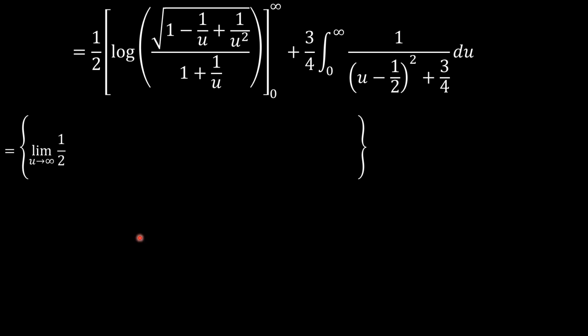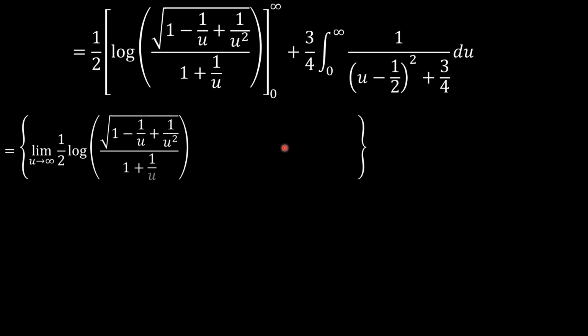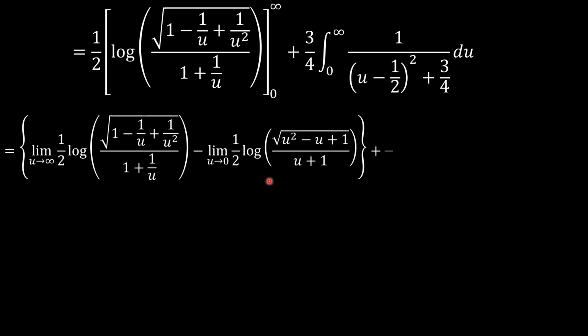So as I said, when u tends to infinity, this will tend to 0, and when u tends to 0, we can multiply by u both the numerator and denominator, we get the initial expression, and we have u squared. So when this tends to 0, we have root of 1 over 1, which will also tend to 1. So natural log of 1 is going to be 0. So 0 minus 0, so this entire expression will be 0.